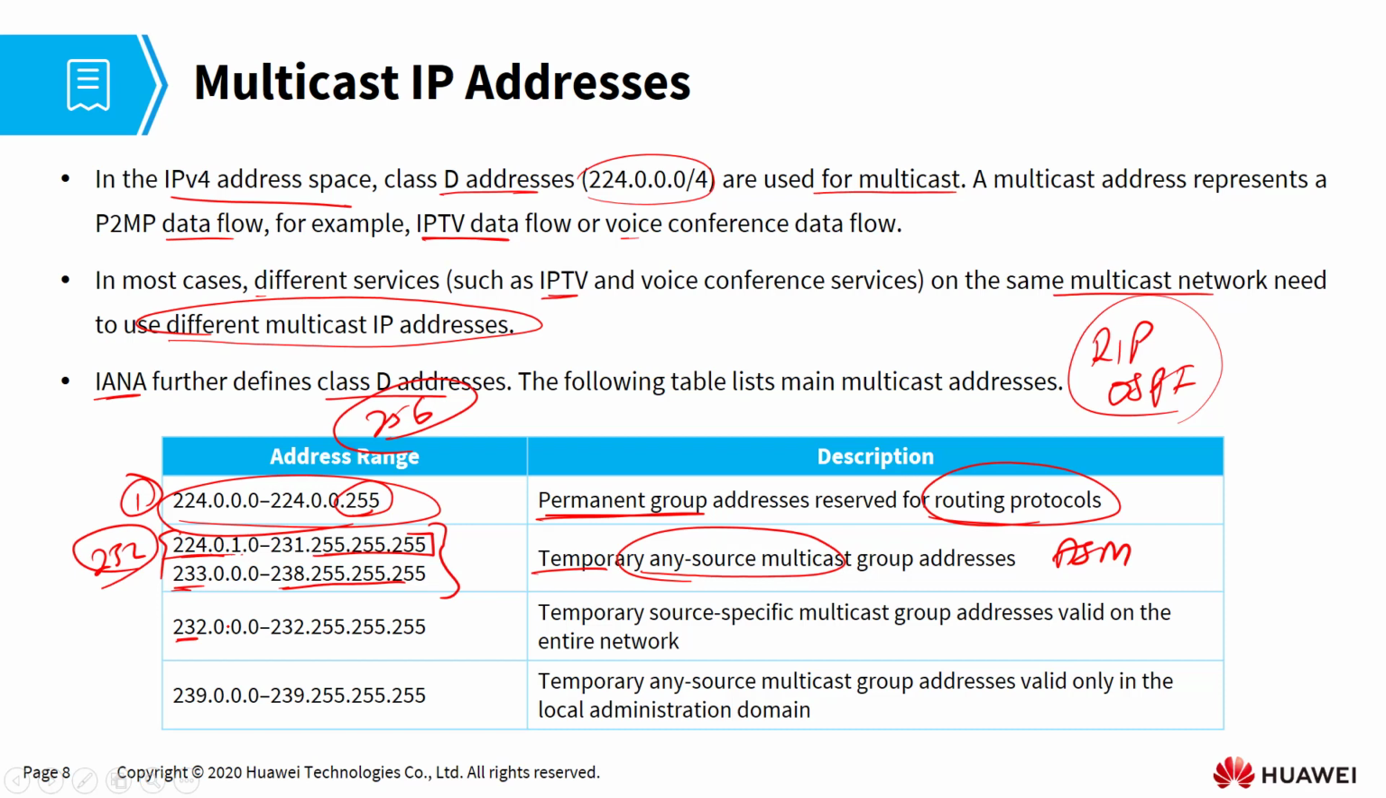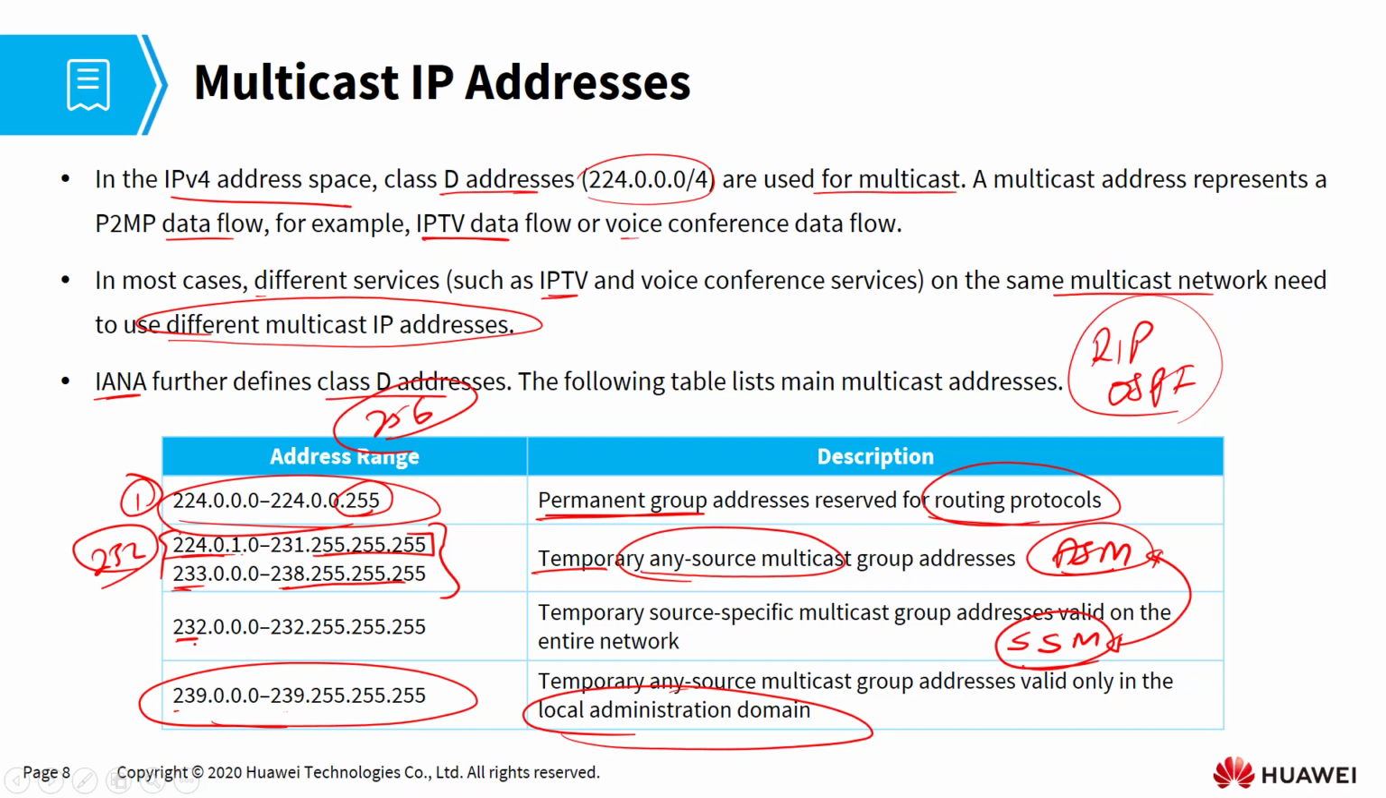The 232.0.0.0 up to 232.255.255.255 are temporary source-specific multicast group addresses valid on the entire network. This is source-specific multicast. As I said, by the end of multicasts, we shall understand the difference between these two. The 239.0.0.0 up to 239.255.255.255 are temporary any source multicast group addresses valid only in the local administration domain. Realize that this is valid in the local administration domain and the other is valid in the entire network.